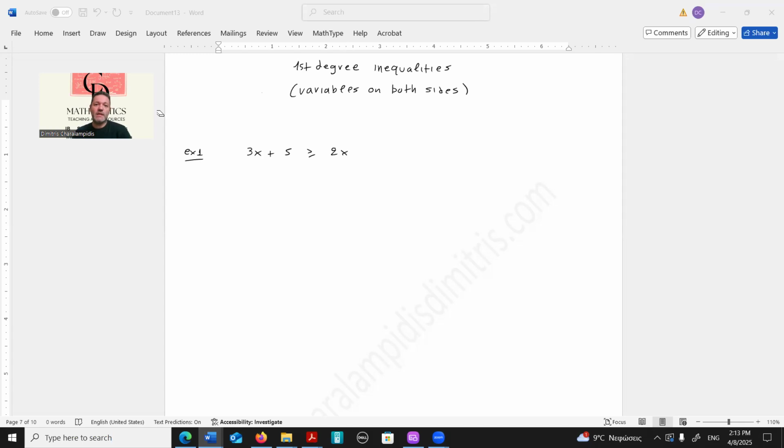We will work together some first-degree inequalities, and more precisely, the cases in which variables are found on both sides of the inequality. But before we actually start working the exercises, let me remind you of some key concepts when dealing with inequalities.